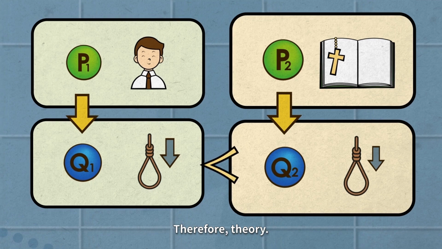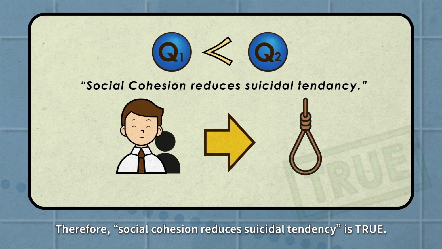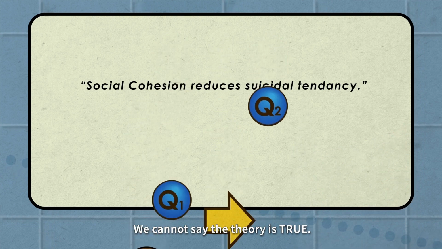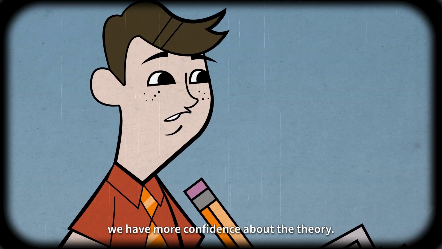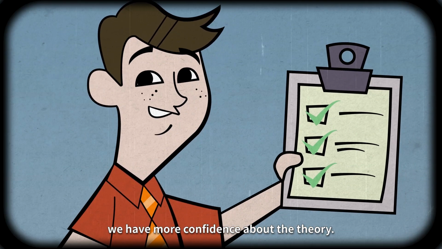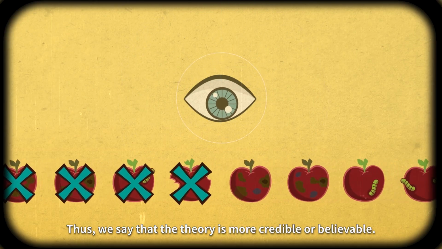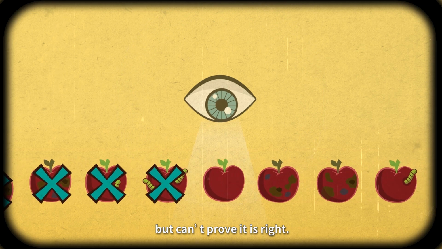Therefore, the theory "social cohesion reduces suicidal tendency" is true. This reasoning is not right. We cannot say the theory is true. However, as the theory passes the test, we have more confidence about the theory. Thus, we can say that the theory is more credible or believable. In short, we can prove a theory is wrong, but can't prove it is right.